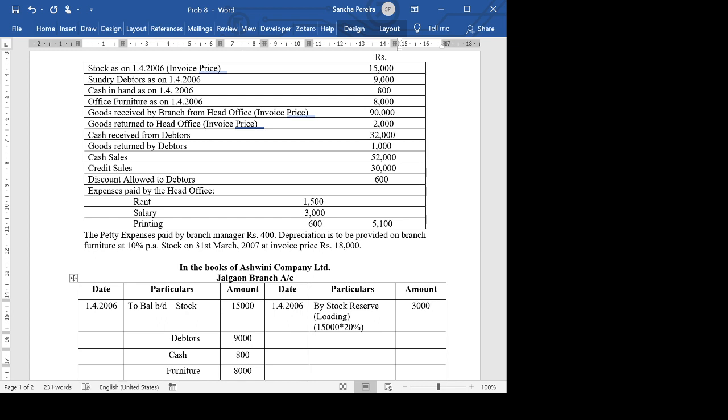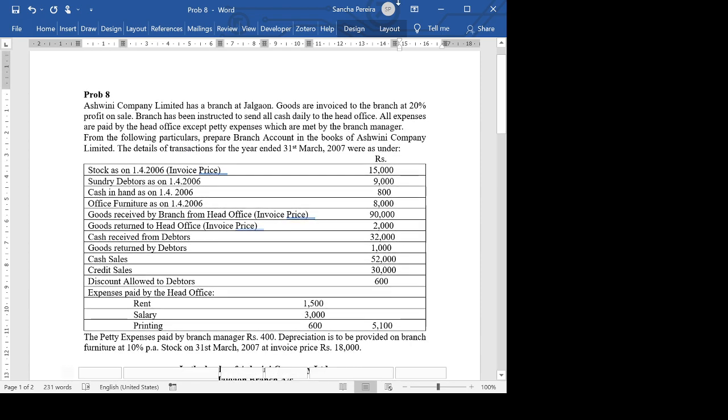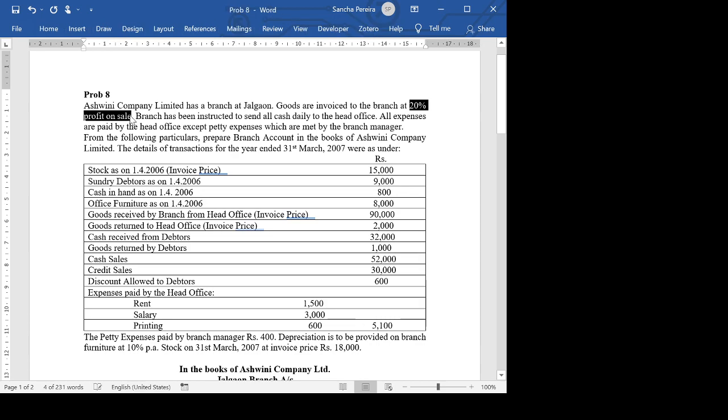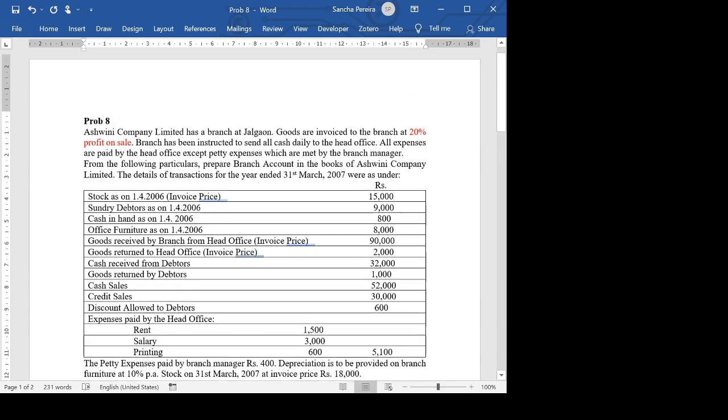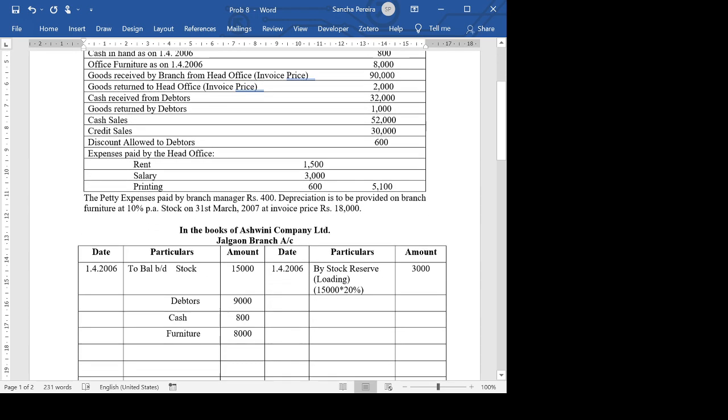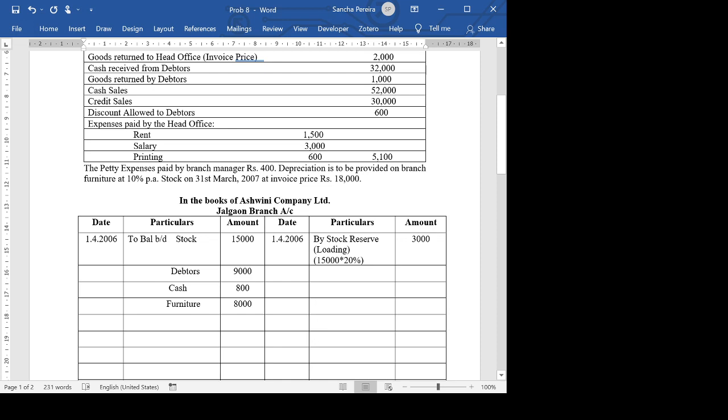Why I have not done that cross multiplication is because the percentage here is on sale price. It's very important. It's 20% profit on sale, not on cost. So that makes all the difference. If it was on cost, then I would have had to convert it. So 15,000 is for 120. For 20, it is how much? Then you would have got 15,000 into 20 upon 120.